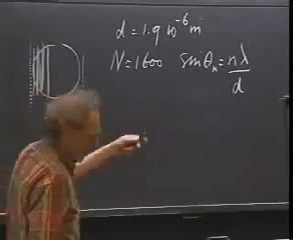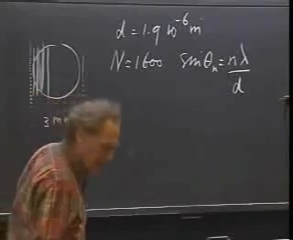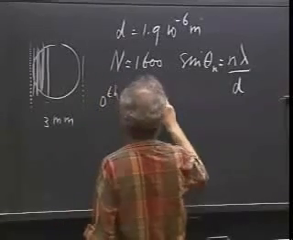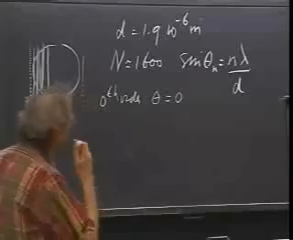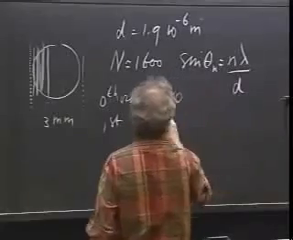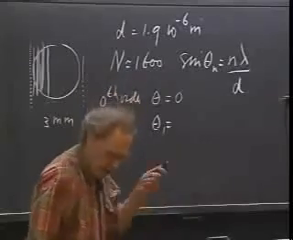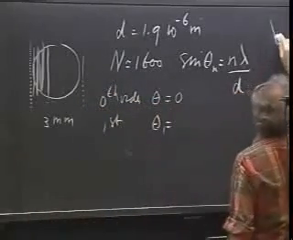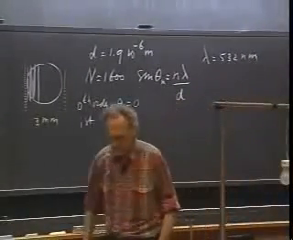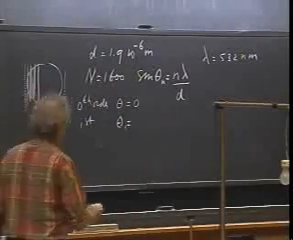And so when n is 0, that is zero order, you get, of course, a maximum. So the zero order is at theta equals 0. Now your first order is when the sine of theta 1 is lambda divided by d, and I can take my lambda, which in the case of my laser, I'll have to tell you, my lambda is 532 nanometers. It's green. And so I can calculate what theta 1 is, and I find 16.3 degrees.